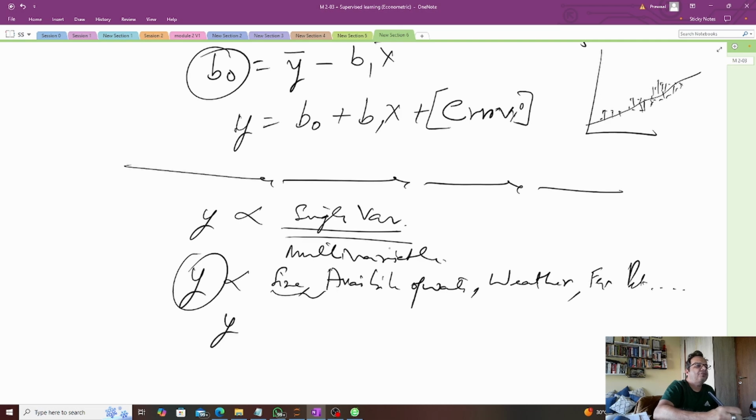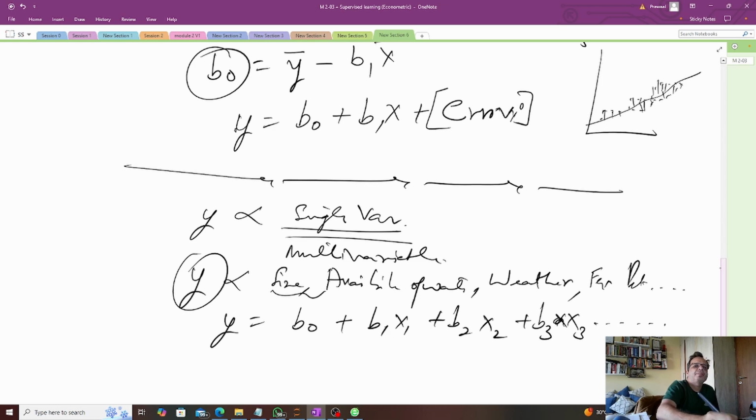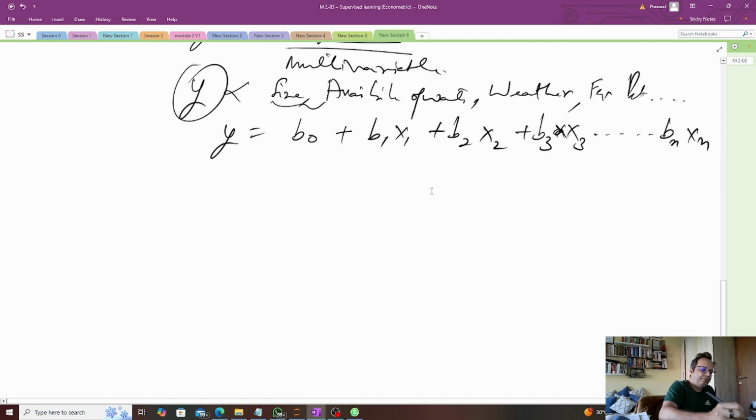So in which case your y mathematically becomes beta naught plus, say, beta 1 into x1 plus beta 2 into x2 plus beta 3 into x3, and so on, whatever the number of variables that you have. Now this is called multivariate analysis. So again, the concept is similar, but we are extending it to multiple variables.